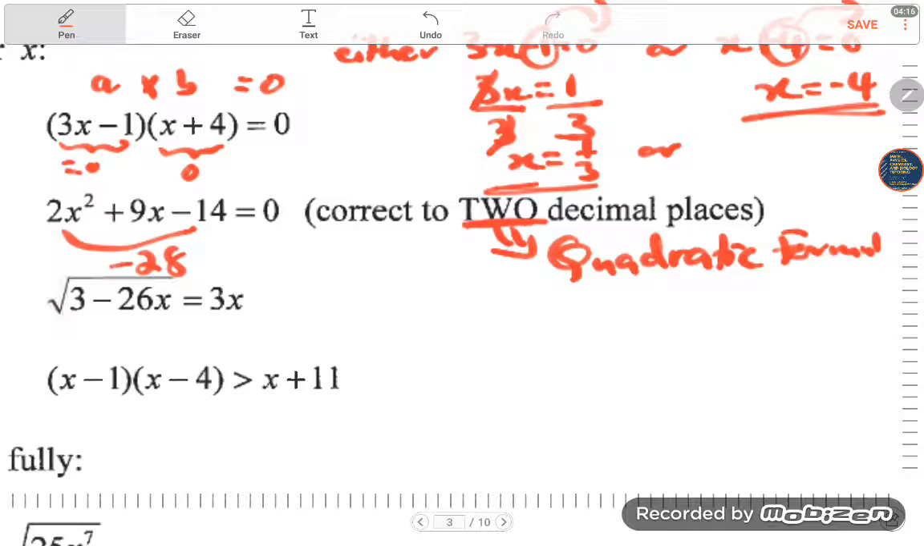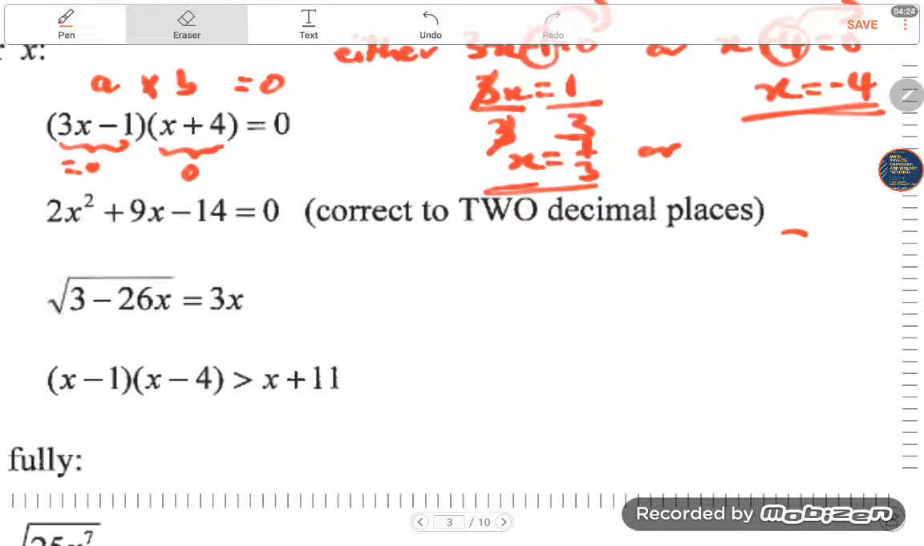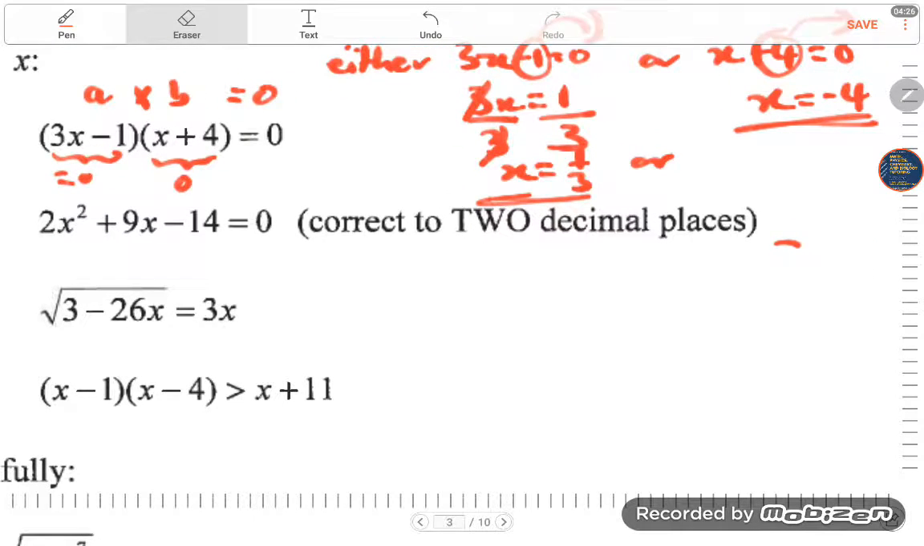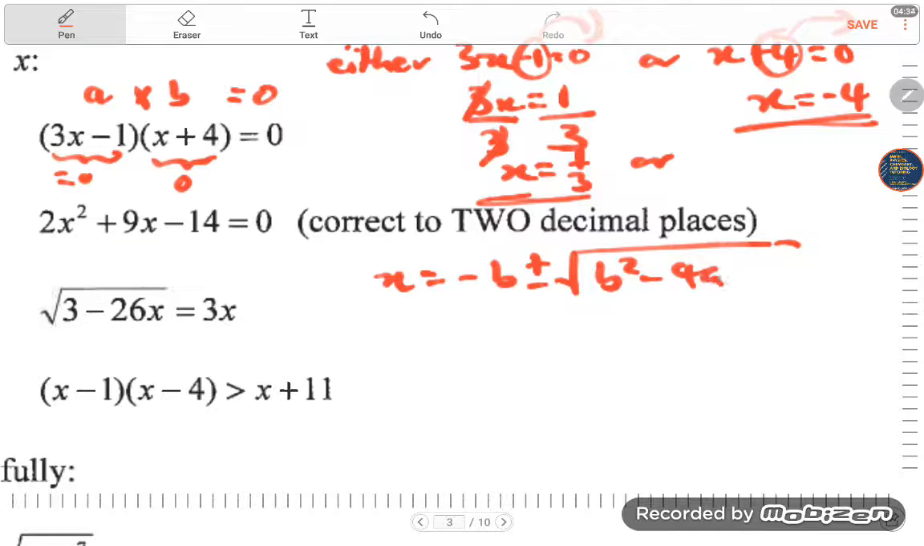You will have to use the quadratic formula. It's a hint. Okay, and I want you to take note of that when you're dealing with questions like that. So proceeding on, I'm just going to go straight to the quadratic formula there. That's going to give us x equals minus b plus or minus the square root of b squared minus 4ac all over 2a.